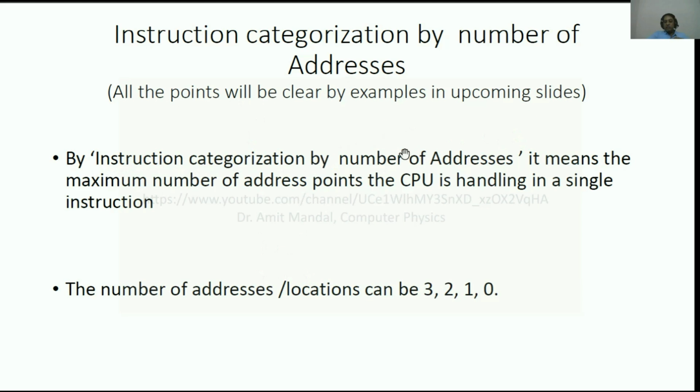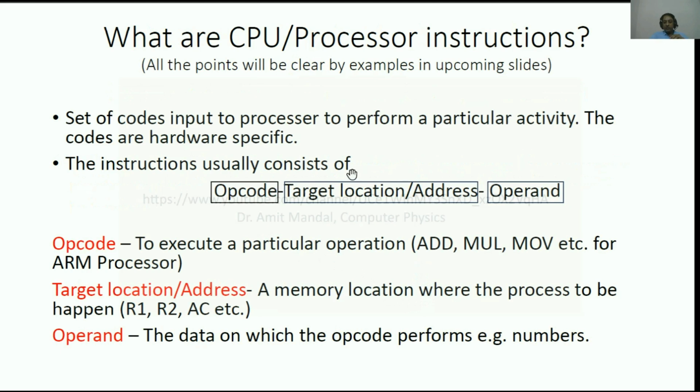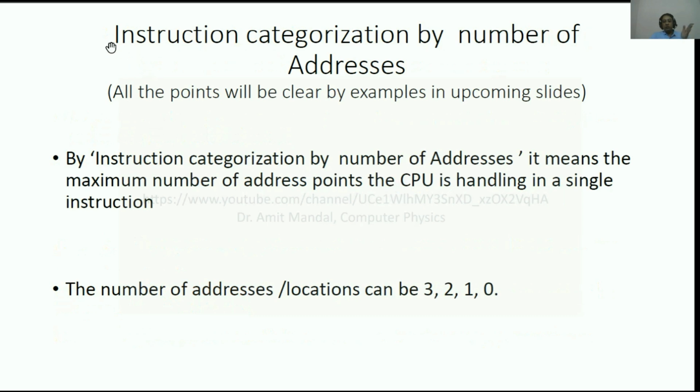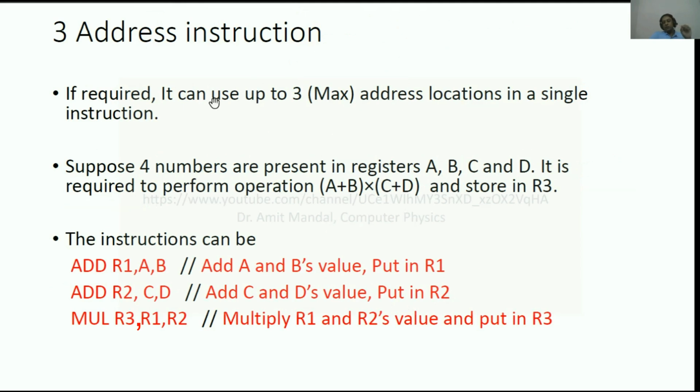Instruction categorization by number of addresses means that when you are writing an instruction, the instruction is handling a certain maximum number of address points, meaning the target location addresses. According to how many addresses the instruction is using, the instructions are categorized. So this is the meaning of instruction categorization by number of addresses. It can use 3 addresses, 2 addresses, 1 address, or 0 address. Now I will explain with an example.